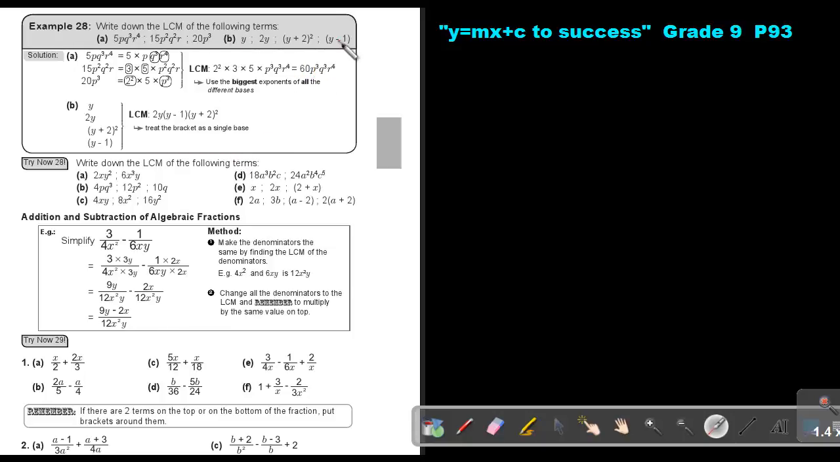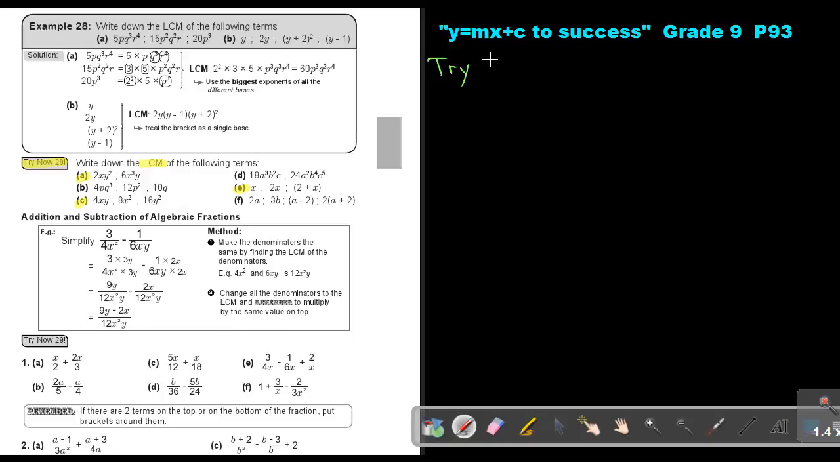If you have one like this, again, this bracket is almost like a base. So you write the 2, you write the y on its own, you write this bracket on its own, and you write this bracket, and the biggest exponent is a 2, and that will be your lowest common multiple. Okay, I want you to try number 28 now, parts A, C and E, and find just the lowest common multiple. Again, you can stop the video, and as soon as you have finished, you can continue with the video.